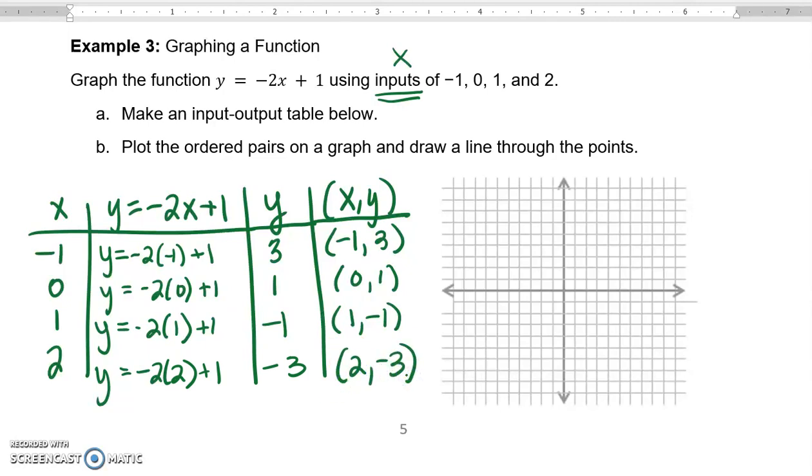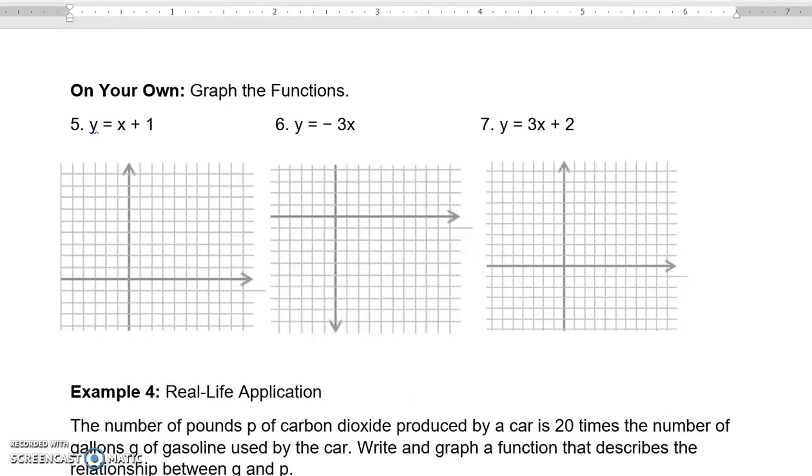Once you have these points, you are ready to plot them on your graph. So negative 1, 3 is over 1 up 3. 0, 1 is right there. 1, negative 1. And 2, negative 3 is down there. Plot the ordered pairs, draw a line through all the points showing your solution, and you have done it. Now, you're probably thinking, as we did that long drawn out table, there is a way easier way to graph, and you are absolutely correct.